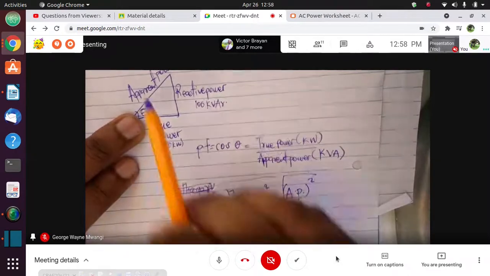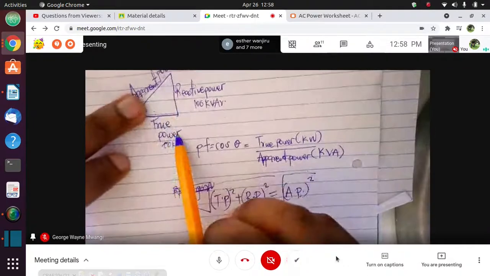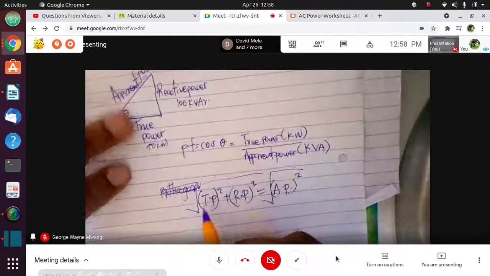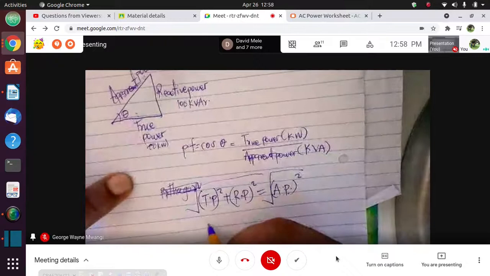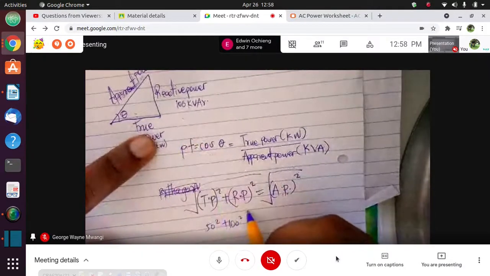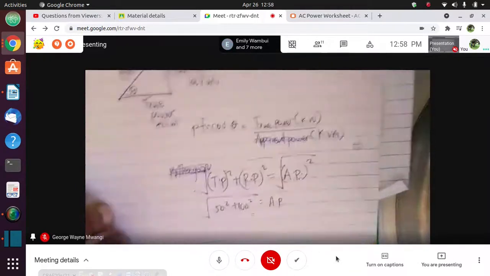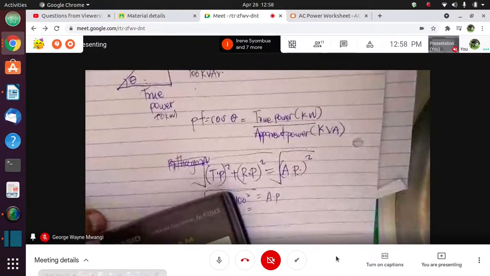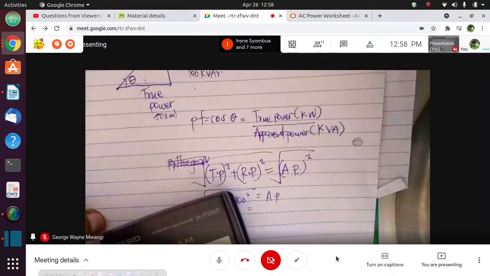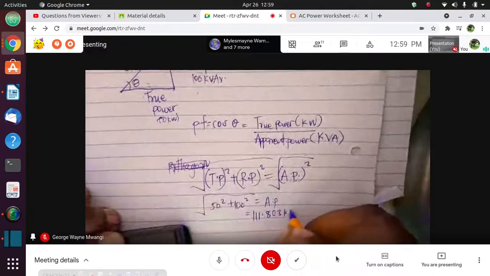But now, you can also find it by finding the apparent power first, and then you take the true power divided by the apparent power. Now, apparent power in this case will be 50 squared plus the reactive, which is 100 squared, and then you find the square root. That will give you the apparent power. That gives you that the apparent power is 111.803 kilovolt amperes.